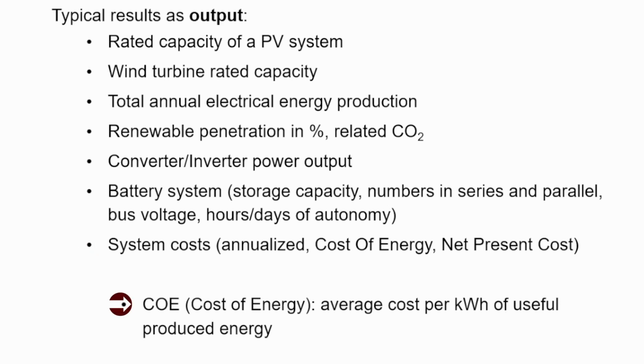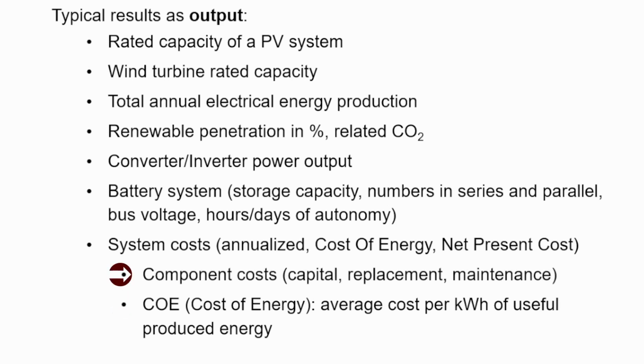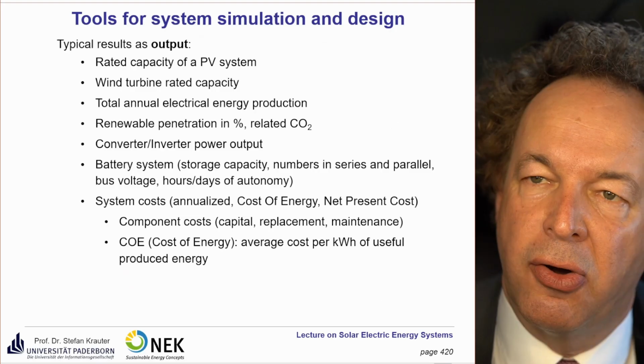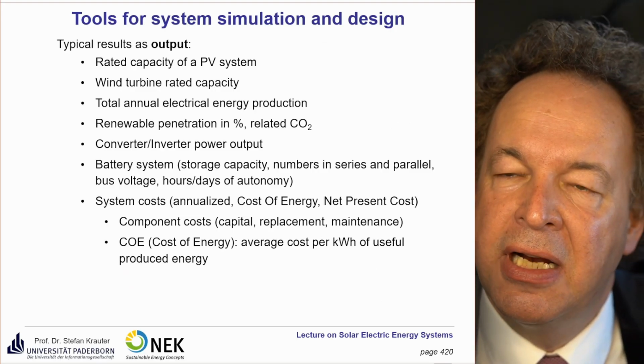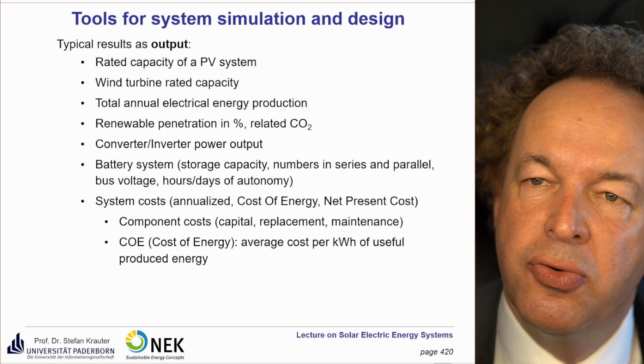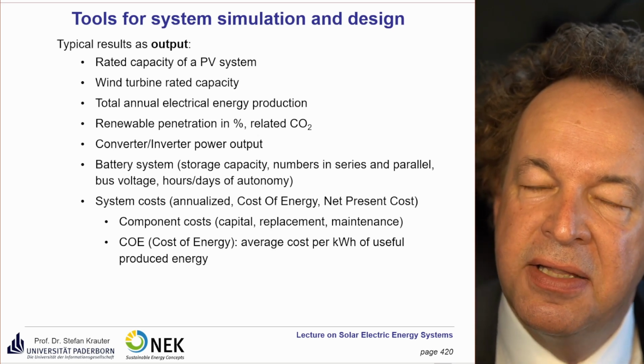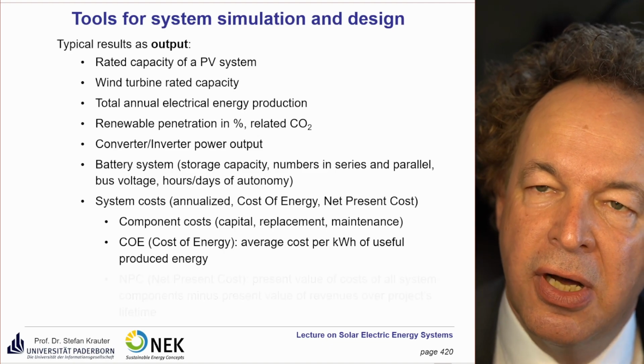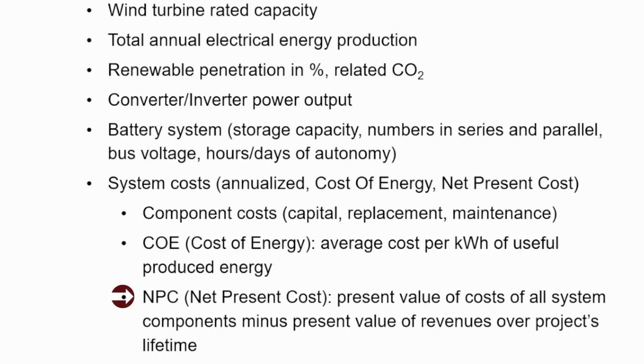So the cost of energy is the average cost per kilowatt hour of useful produced energy. And then component costs: the replacement costs, capital costs, and maintenance are also quite important. It's not only the material, you have to send someone there to replace the equipment, and this cost has to be considered also. And as I mentioned before, the net present cost is the present value of the costs of all system components minus the present value of revenues over the project's lifetime.